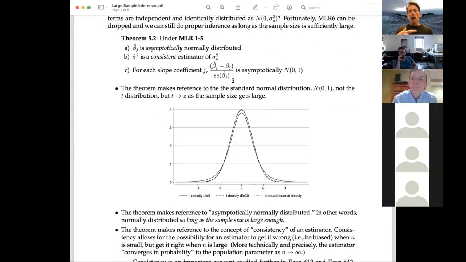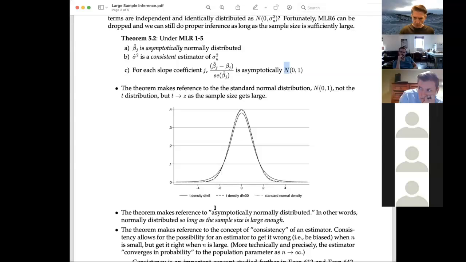So there are these statements here. Essentially, what we're going to say is that's what allows us to do the inference that we've learned: confidence intervals, hypothesis testing, the theta method, all these things, as long as our sample size is large enough, without having to invoke normality of the error term. So let's go through these. One thing this does is it makes reference to a normal distribution rather than a T distribution.